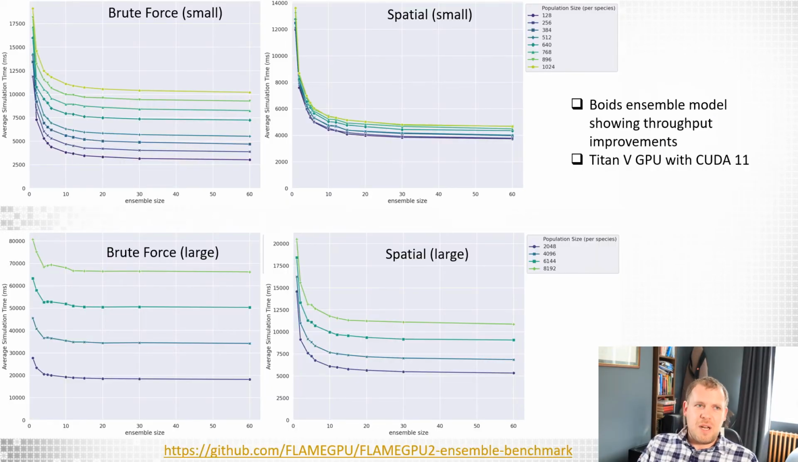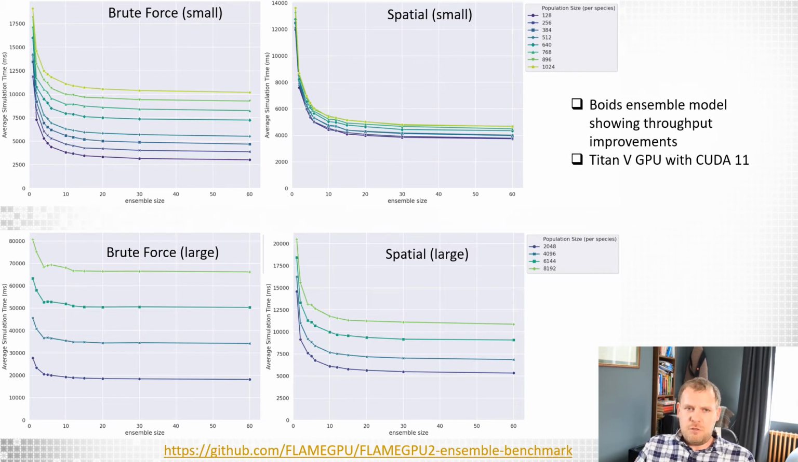In order to benchmark the impact of ensemble models in Flame GPU2, what we've done is create a benchmark which consists of the Boids model running in ensemble mode, so using a slightly different random seed in each case. What these graphs show is an increasing ensemble size for both brute force and for spatial modeling. So this is brute force message communication and spatial messaging between the agents. What we see then is that the average simulation time tends to reduce to some stable state.